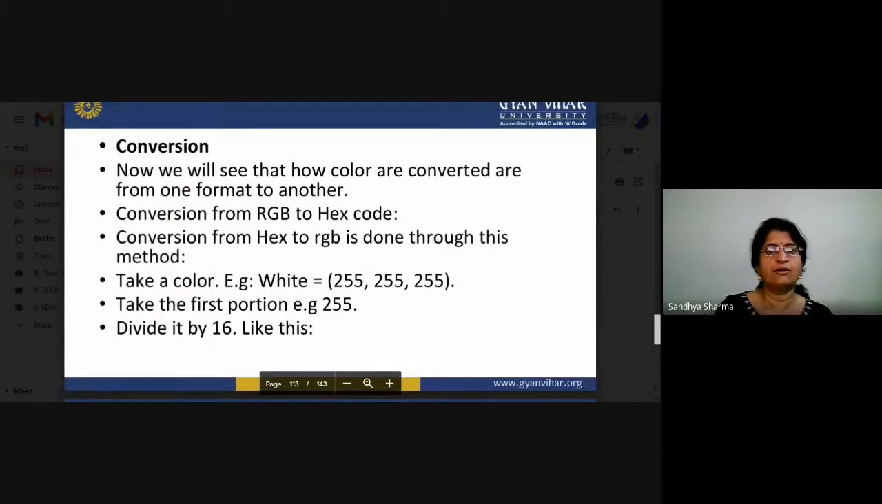Now we will see about the conversion, how you can convert these color theories from one form to another. So now we will see how colors are converted from one format to another. Conversion from RGB to hex code, and conversion from hex to RGB. There are two methods: one to convert RGB to hex, and another to convert hex to RGB.